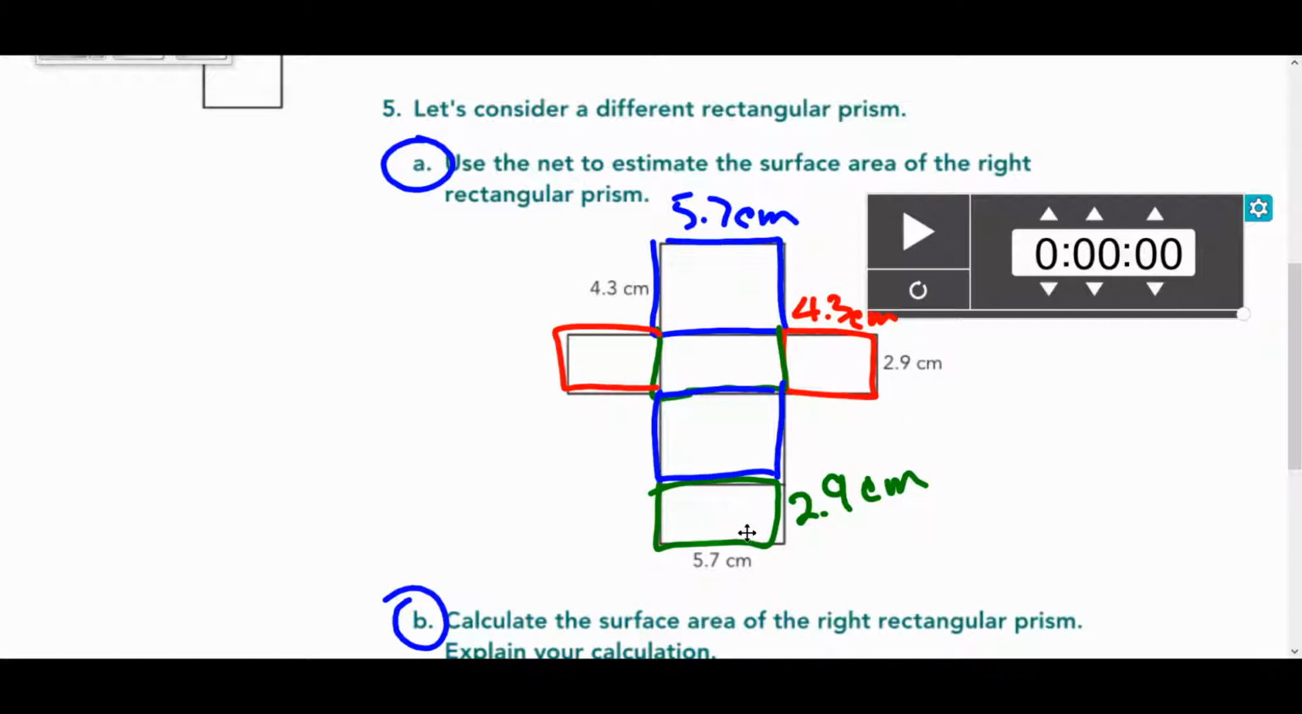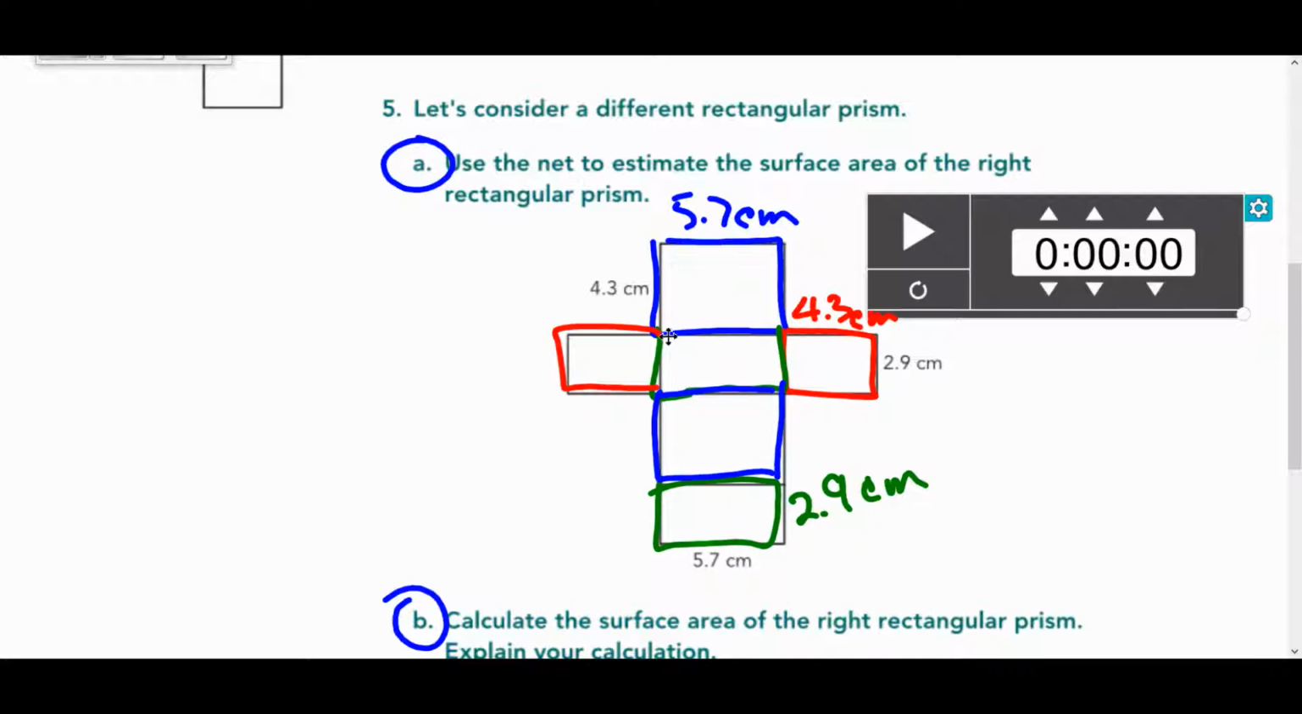All right, and then this green square, we know that the width is 5.7, but what's the length? Well, the length is not necessarily going to be this, right? Because this is connected to this, this would fold over on top of this. So you kind of have to translate it in your brain a little bit. So the 2.9 and this 2.9 match up. So our area would be 5.7 times 2.9.